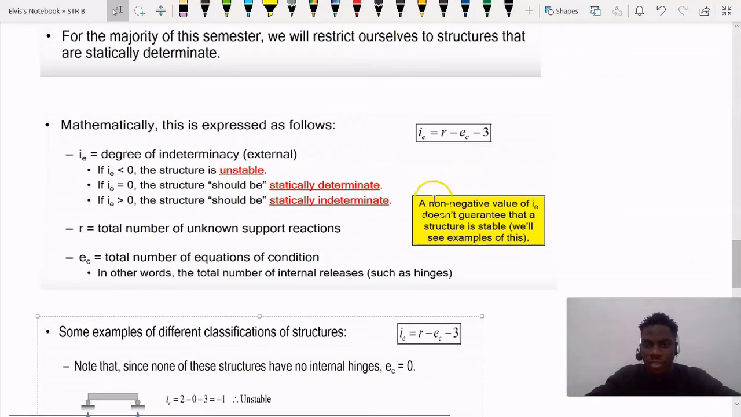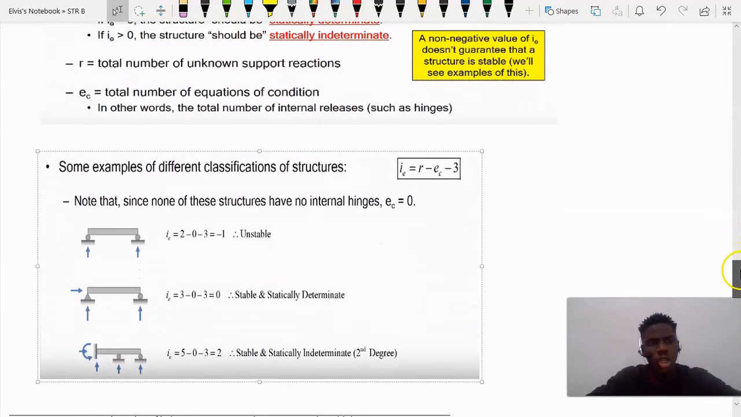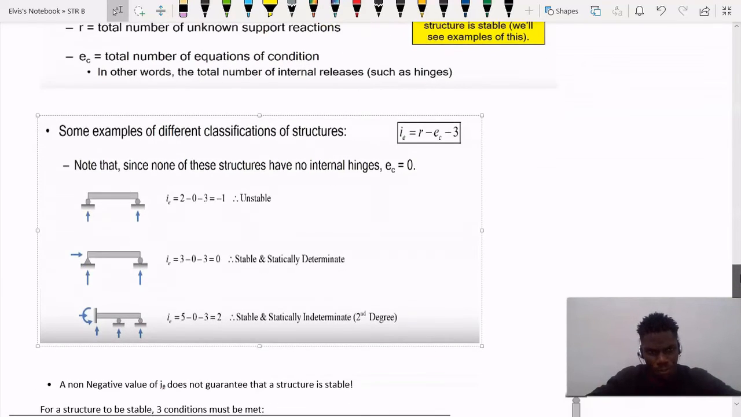Now, guys, if you take a look at this yellow box, I said a non-negative value of I sub E doesn't guarantee that a structure is stable, okay? So we will see examples of this. You need to take note of this. A non-negative value of I sub E doesn't guarantee that a structure is stable. You are going to understand this better very soon. So, guys, some examples of different classifications of structures. Now, we are going to take a look at this.